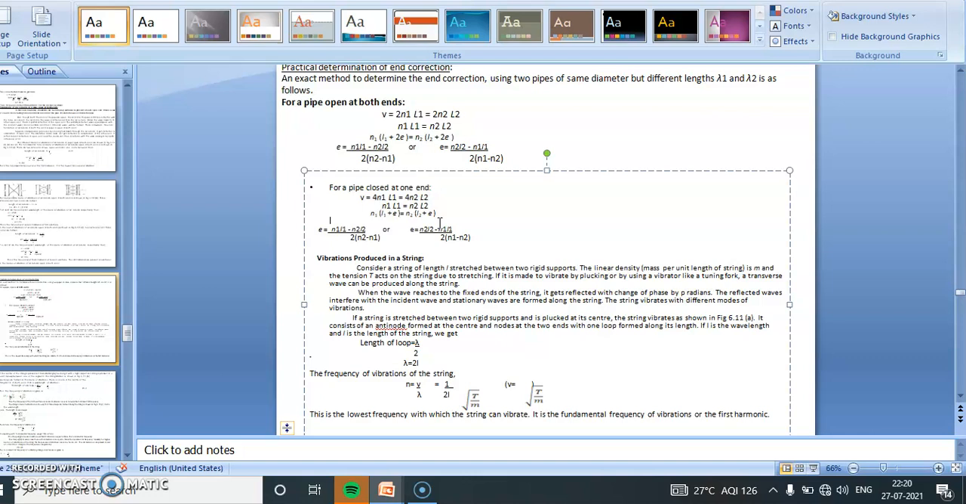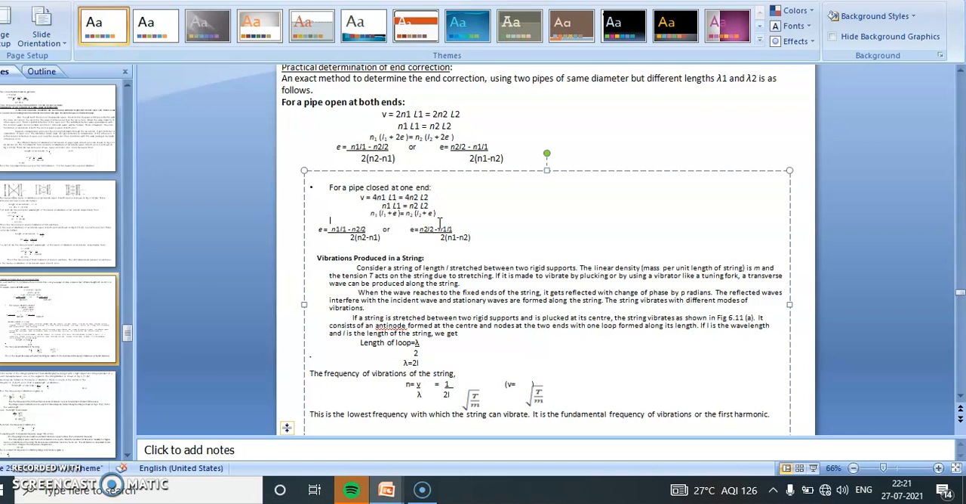Then next, we study the vibration produced in a string. So consider a string of length L stretched between 2 rigid supports. The linear density is small m and tension capital T acts on the string due to stretching. If it is made to vibrate by plucking or by using a vibrator like a tuning fork, transverse waves can be produced along the string.